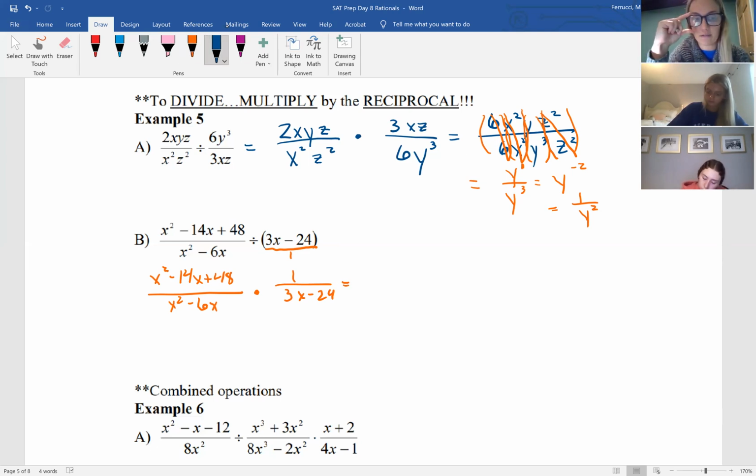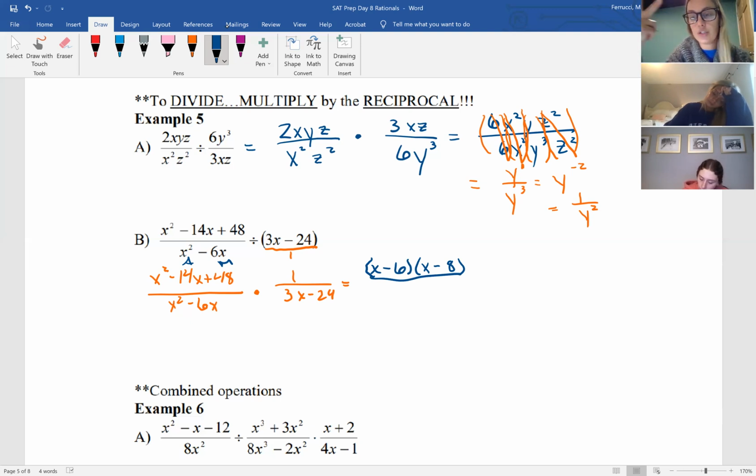And then you can start factoring. So that top left one, it adds to -14 and multiplies to +48. When it multiplies to a positive, it means that they're both the same sign. And the sign that they are is whatever the sign is in the middle. So if it's adding to a -14, they're both going to be negative. And for this, we get 6 and 8.